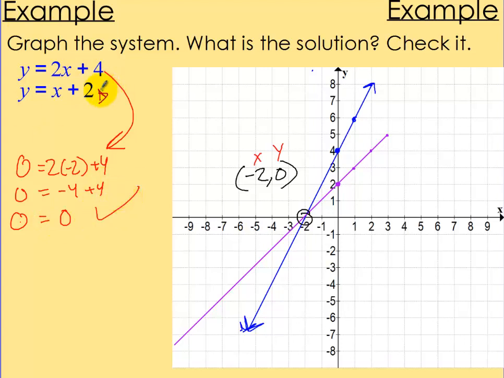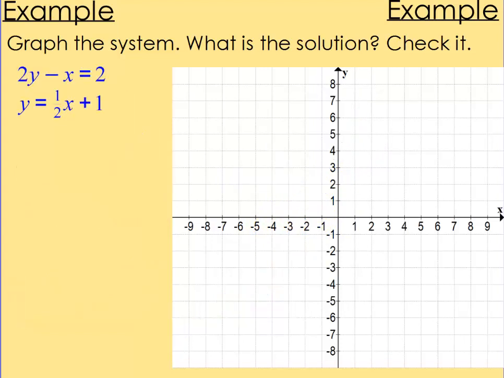Let's try the second equation. I'll do the bottom one, do it in purple down here. So I get 0 equals -2 plus 2. So I get 0 equals 0, and that also checks out. So they both checked out, so that is my solution. Got to graph precisely. Let's try another one. Pause the video.